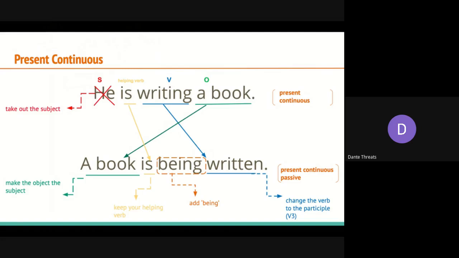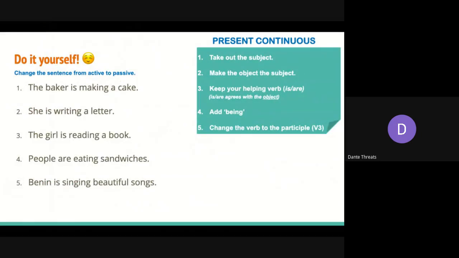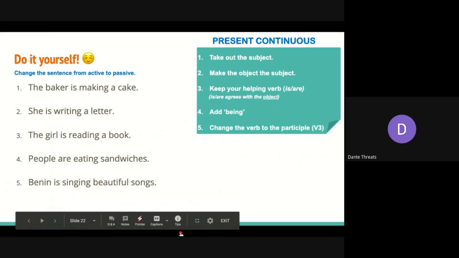Okay, at this point, it should be pretty easy for you. So I'm going to move on to this practice. Again, I will give you a couple of minutes to practice writing these out. Reference this chart here if you forgot any of the steps. And I'll be back in a couple of minutes.